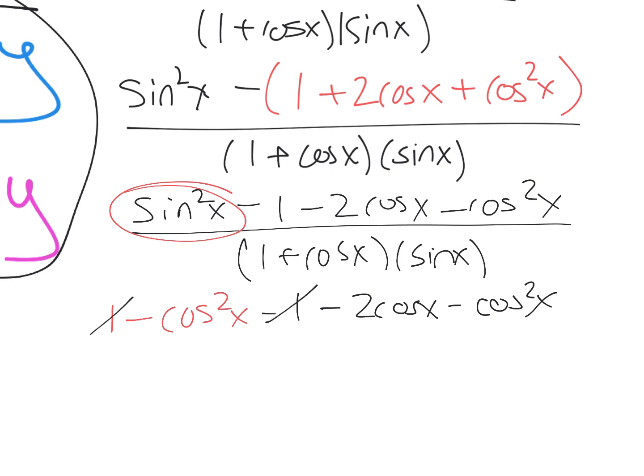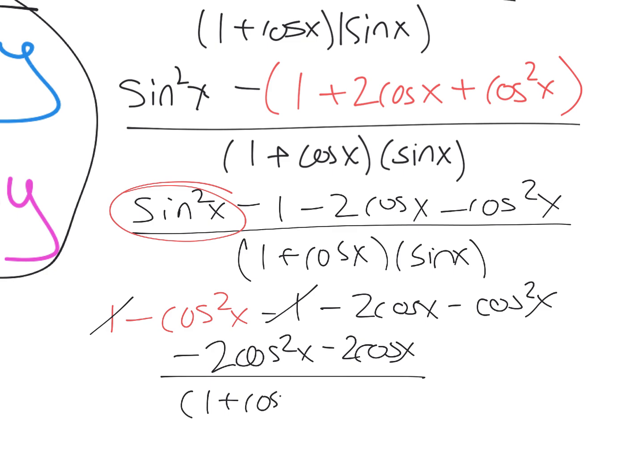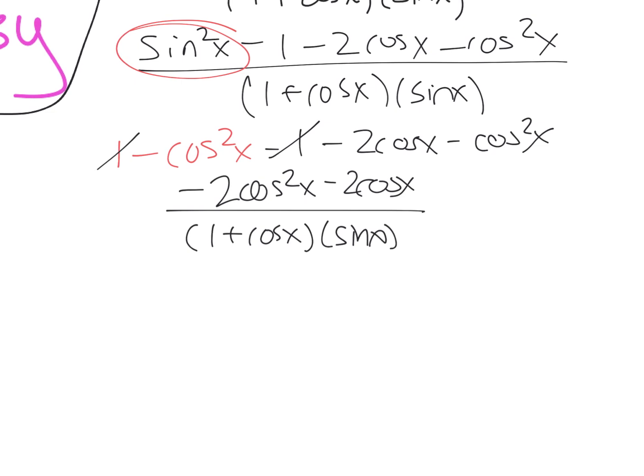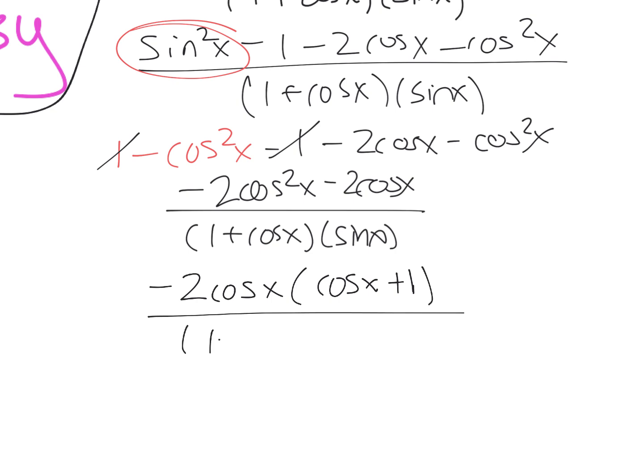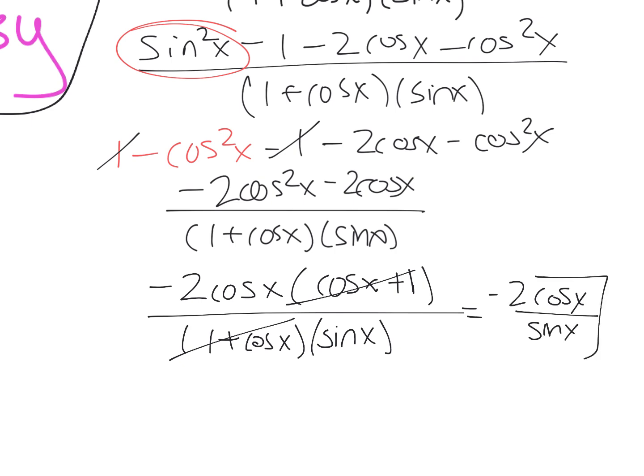And so the 1's will cancel, and I'm left with negative 2 cosine squared x minus 2 cosine x over the 1 plus cosine x sine x. Because of this, I can factor negative 2 cosine out of my numerator, and I get this, cosine x plus 1 over 1 plus cosine x sine x. And so the 1 plus cosines cancel, and so we get negative 2 cosine x. This one was tricky because we end up using a Pythagorean identity kind of the other way than we're used to. But still, it still works out this way.